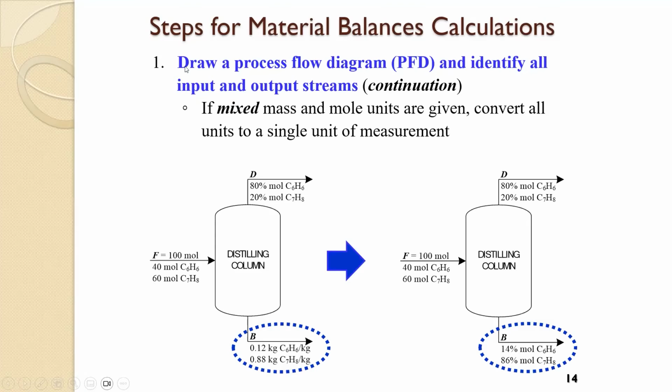And then in this case, draw a process flow diagram and identify, say, if mixed mass and mole units are given, convert all units to a single unit first, because it's difficult if it's mass and mole all together. So you notice in here, moles, moles, moles, and moles. This one is in mass. So we can convert this mass into moles. Di ba? We had this as an example last time. So convert everything to moles.